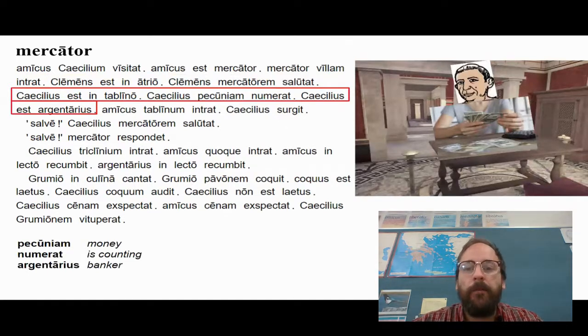Caecilius est in tablino. Where is Caecilius? What room in the house is he in? Tablino. Caecilius pecuniam numerat. What's Caecilius doing to the money? Caecilius est argentarius. Do modern bankers handle money in their own home? I hope not. Perhaps it's better to think of him not as a banker, but more as a loan shark. And woe be the person who doesn't pay him back.